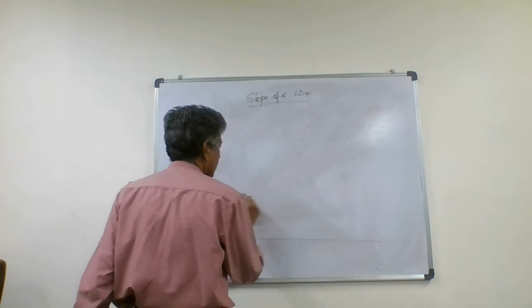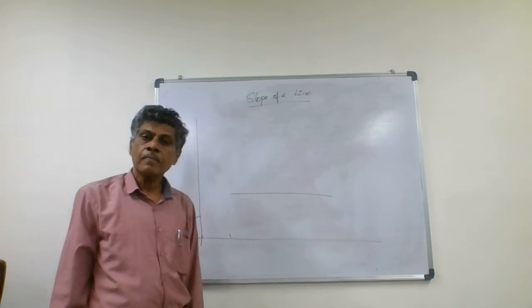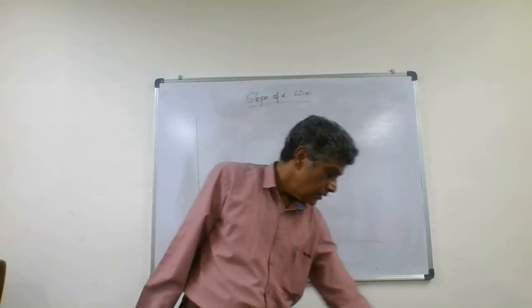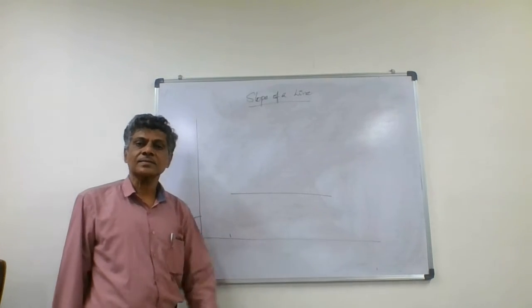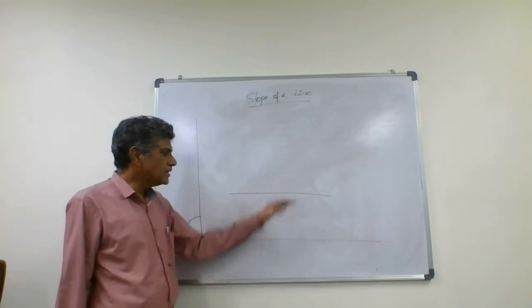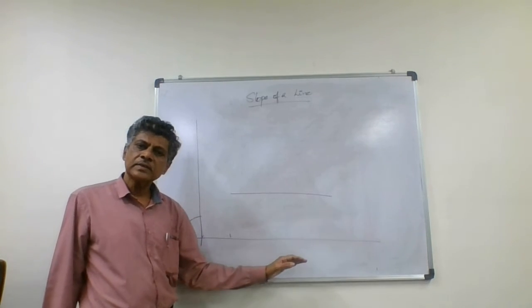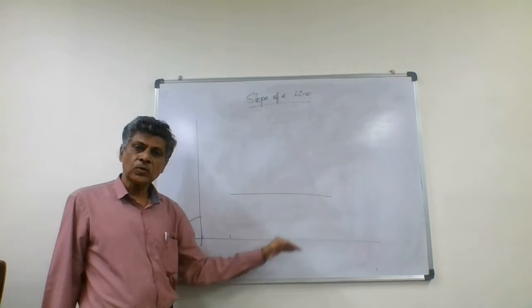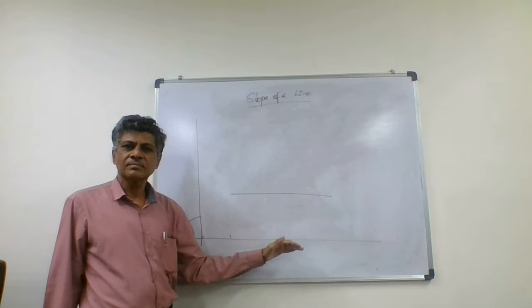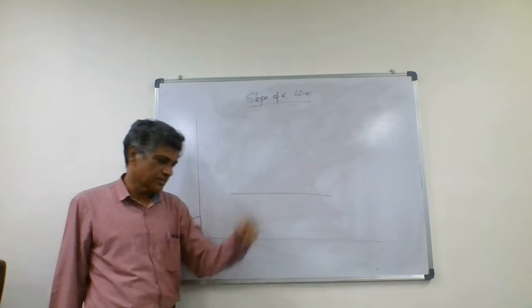this is another line. This line is parallel to the x-axis. That means the angle of this line is 0 degrees, because it is parallel to the x-axis.